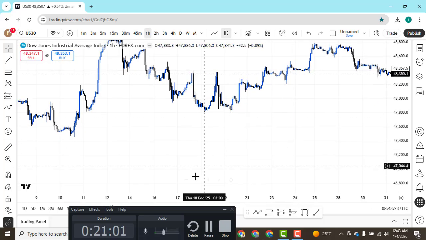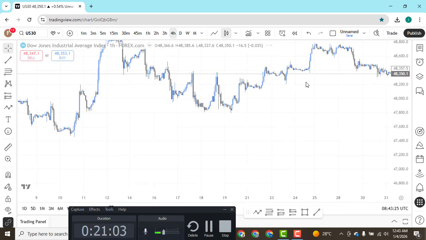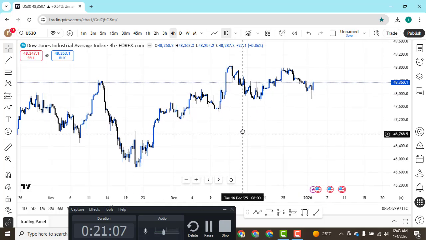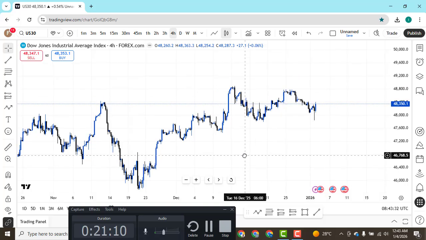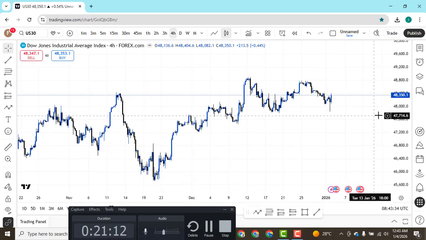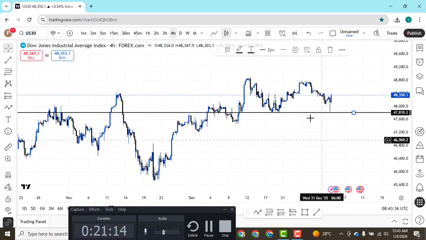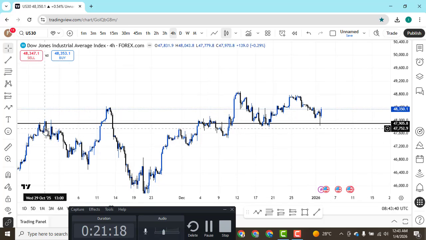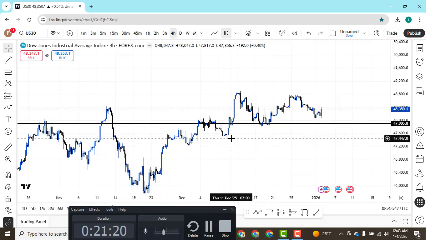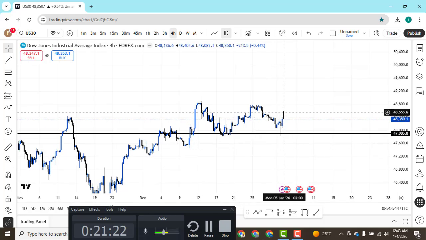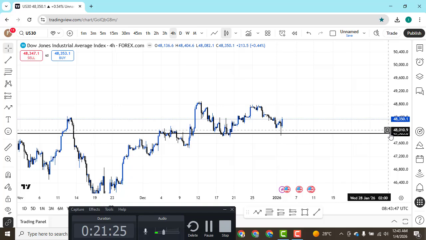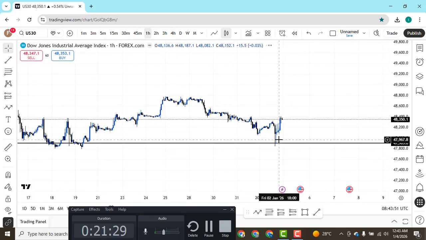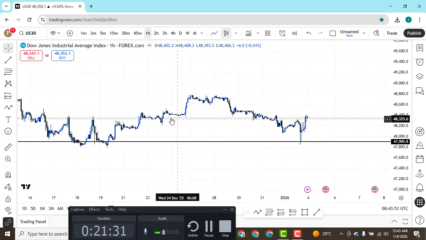Let me go to 4th hour so that we'll see clearly. If you check here, look at a support, a resistance that turns support. And US 30 came and tapped here and started going up. You can see that that's a massive move. Somebody would have made a lot of money here. So that is a massive move.